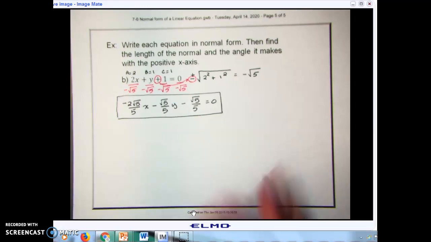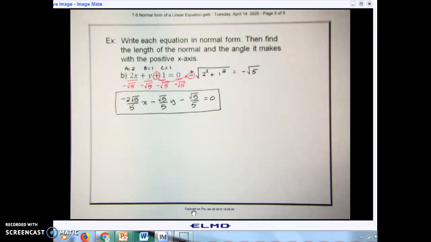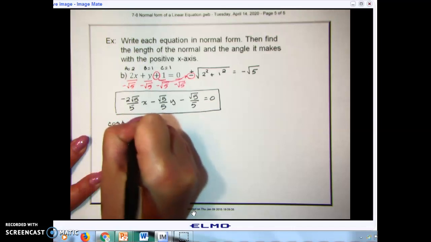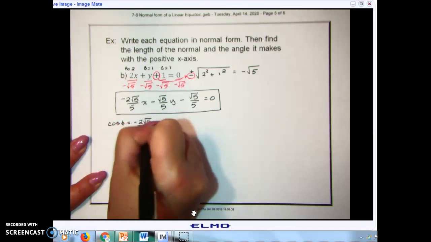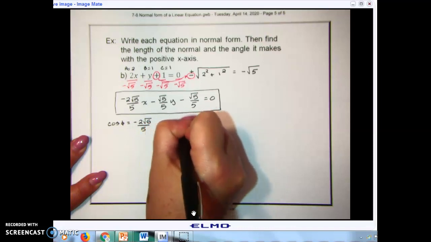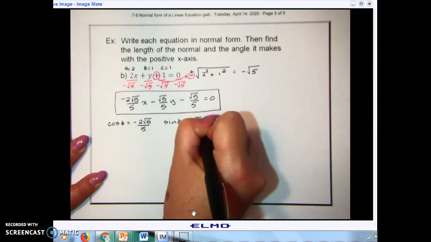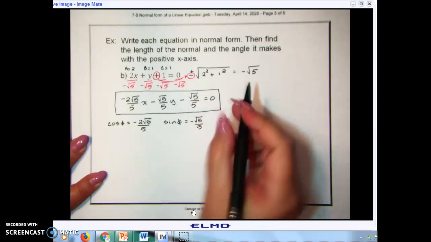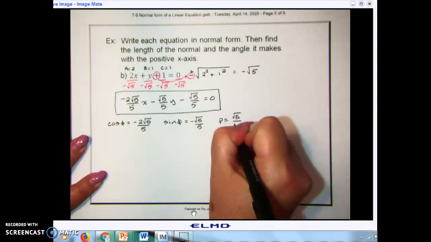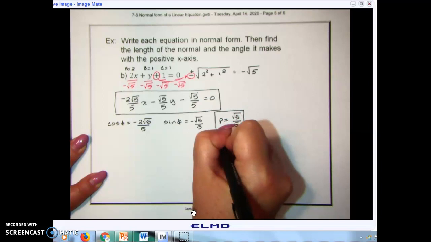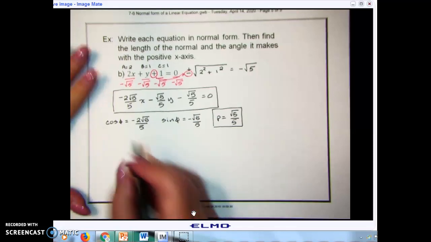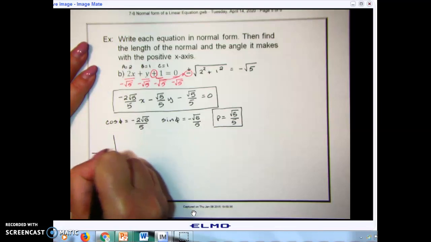All right. So then the next thing again we need to do is find the length of the normal and the measure of phi. So that means that we have the cosine of phi is equal to negative 2 root 5 over 5. We have the sine of phi is equal to negative root 5 over 5. And p is equal to the absolute value of this, which is going to be the square root of 5 over 5. So this represents the length of the normal. So now we have the normal form and the length of the normal. We're looking for the measure of phi. So we've got to figure out what quadrant we're in.